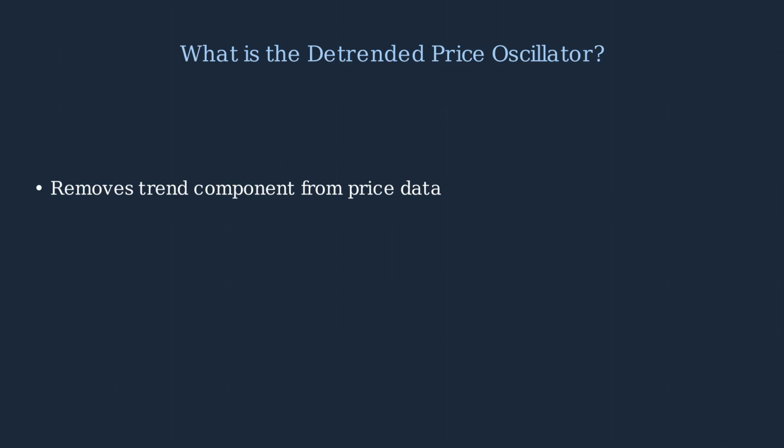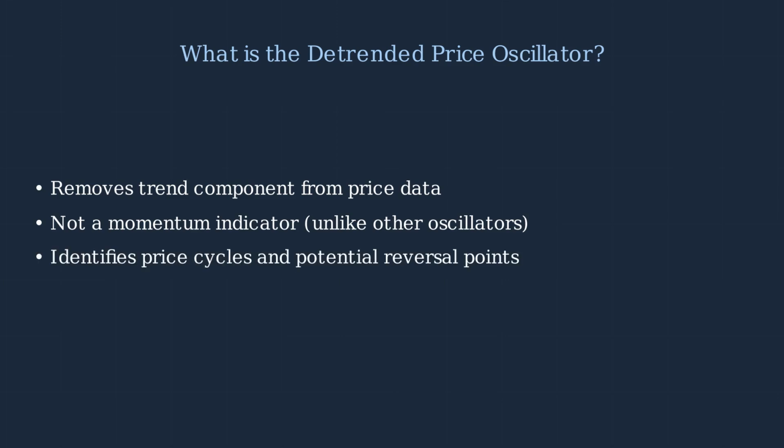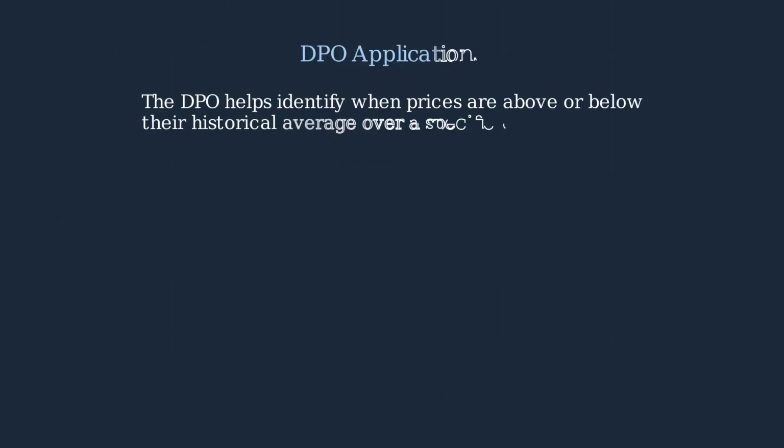First, it effectively removes the trend component from price data, allowing traders to see pure cycles. Second, unlike RSI or MACD, the DPO is not primarily a momentum indicator. Its purpose is to identify cycles. Third, by identifying these cycles, the DPO helps traders spot potential market reversal points when prices deviate significantly from their historical average.